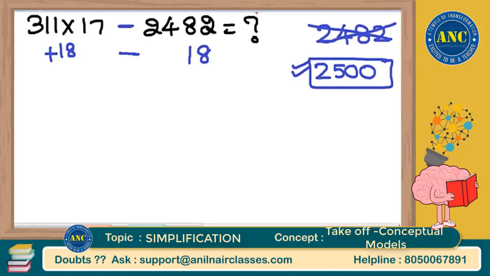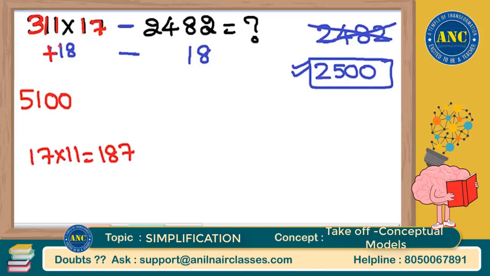Now see here, sir, if I simplify further, 311 into 17, first of all 300 into 17, 17 into 3 is 51, followed by 2 zeros. Then 11 into 17, I taught you just now as 187, right? Now for this 187 I should add 18, right? No sir, I am not interested in adding 18. I want to make it a fancy number. Add only 13 and make it 200. Another 5, keep it as it is. That 5 rupees will not go anywhere. It will be with you only, right?